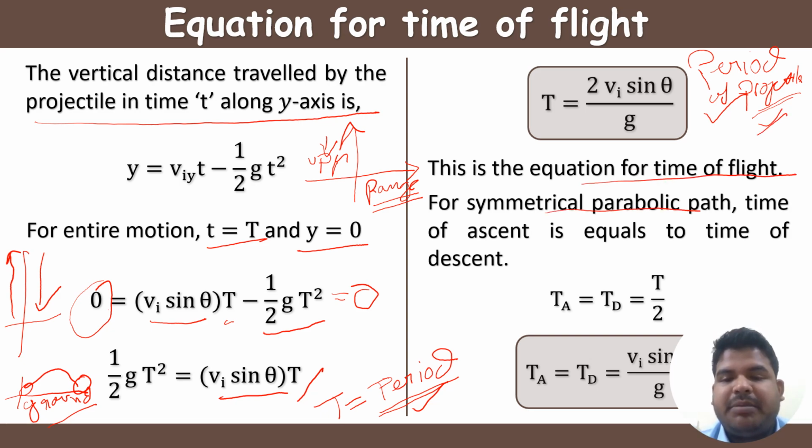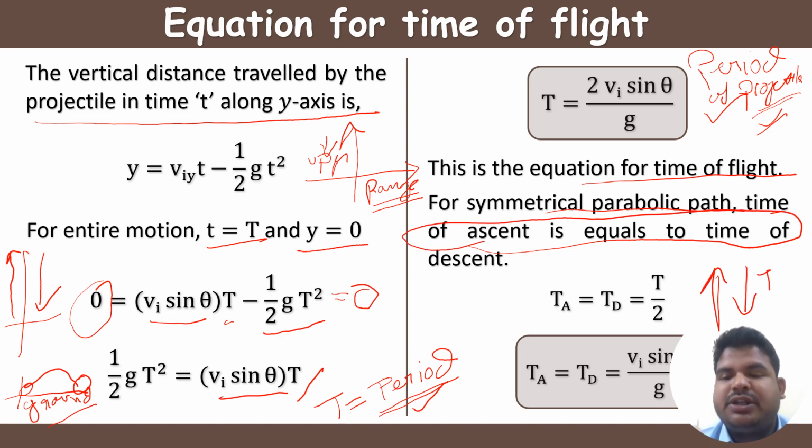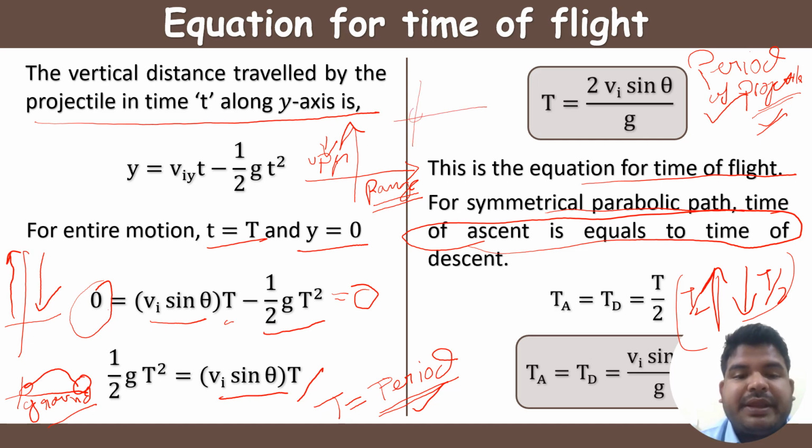For a symmetrical parabola, the time of ascent is equal to the time of descent, meaning going up and going down is T by 2 and T by 2. You are getting my point? The time for the ball to reach its maximum height is T by 2, and in the same way from here to here it is T by 2. Okay, let us move to the next slide.